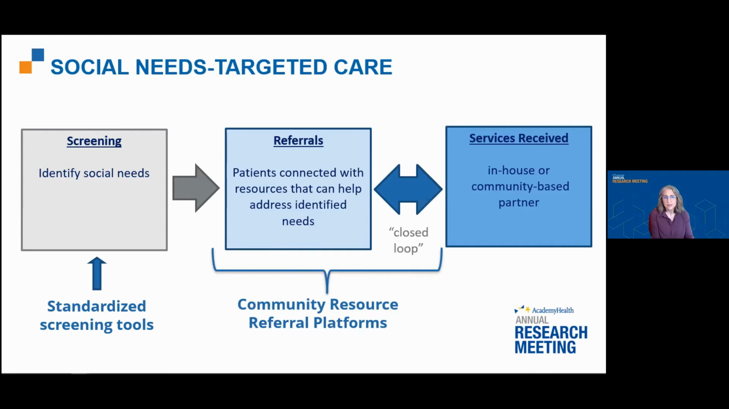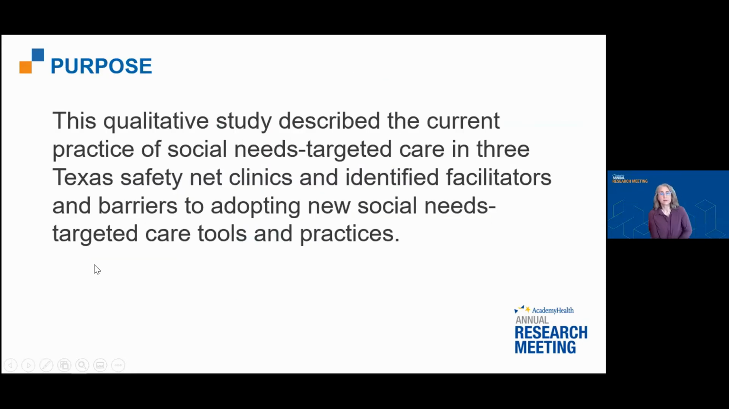So we wanted to get a sense of what is happening on the ground in Texas safety net settings, and hear the perspectives of clinical decision makers and care providers. So the purpose of this is a qualitative study to describe the current practice of social needs targeted care in 3 safety net clinics in Texas, and identify facilitators and barriers to adopting these new tools and practices.